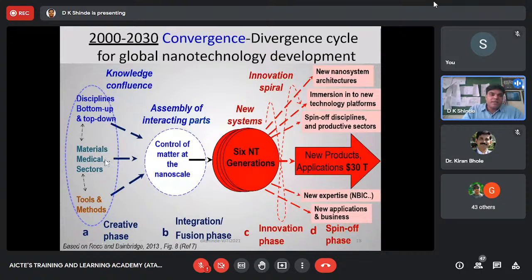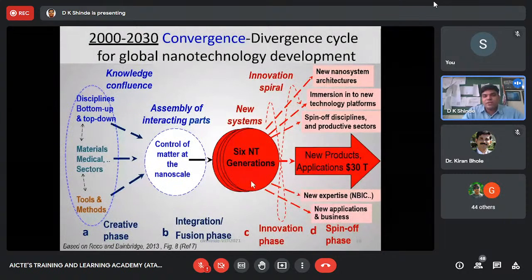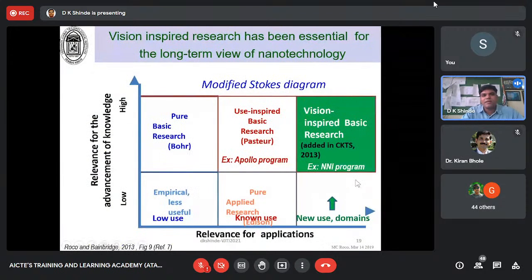So basically here what we did, the bottom-up approach and top-down approach to develop the material, and a lot of synthesis and structuring of the material has been done as knowledge of influence, and then assembled those materials to build the new materials, and it has given the idea to develop new kinds of systems and devices, which will be coming as a nanotechnology generation, the 6th generation of nanotechnology. So this is how the innovation phase is helping us to bring the new materials.